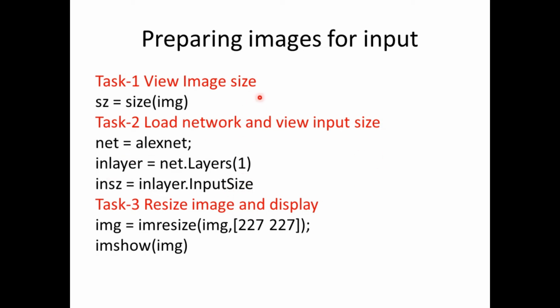These two sizes need to remain the same. So to make it the same, we will resize the image. So we are overwriting the image. The size of img here is different, but the output of this command will remain as 227 cross 227 as the size of the image. So that is what you will notice with the imshow command for img.